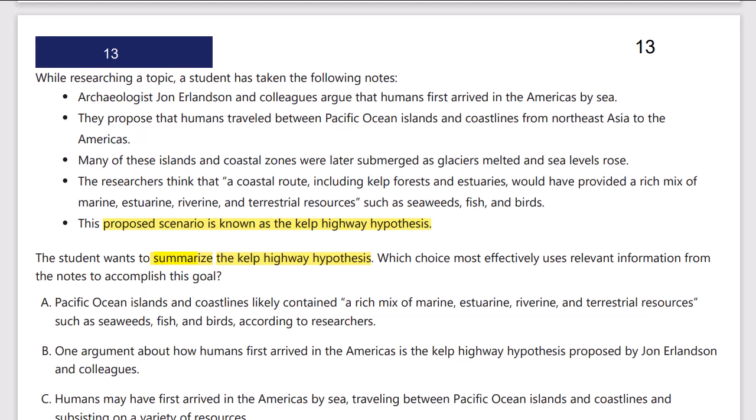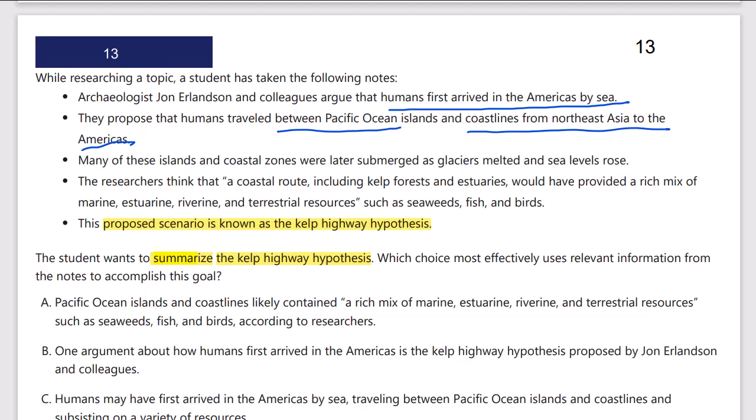So archaeologist John Erlandson and colleagues argue that humans first arrived in the Americas by sea. So I guess that's the first step, or actually really the larger claim related to the Kelp Highway hypothesis. They propose that humans traveled between the Pacific Ocean islands and coastlines from Northeast Asia to the Americas. Okay, so it's saying what happened, and now we're getting how it happened. Many of these islands' coastal zones were later submerged and melted as the sea levels rose.